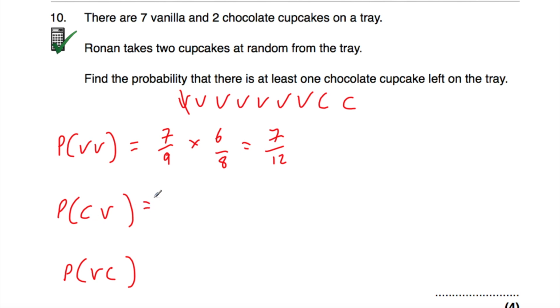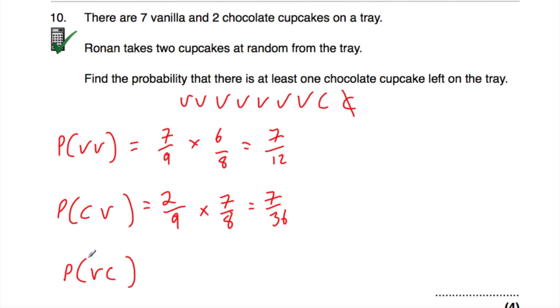Okay, chocolate and then vanilla. Okay, so let's put that vanilla one back in. So the first one being chocolate, well, that's going to be 2/9 because there's 2 chocolate out of the 9 cupcakes. Then one of the chocolates is taken out, and the probability the next one being vanilla will be 7/8, 7 out of 8. And then if we work that out, 2/9 times 7/8, that's equal to 7/36. So that's the probability that Ronan takes a chocolate and then a vanilla cupcake.